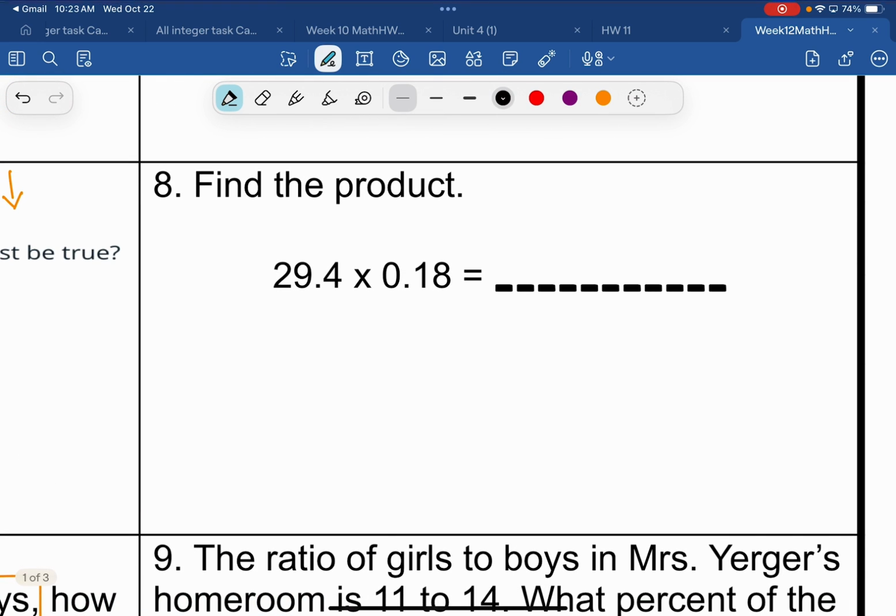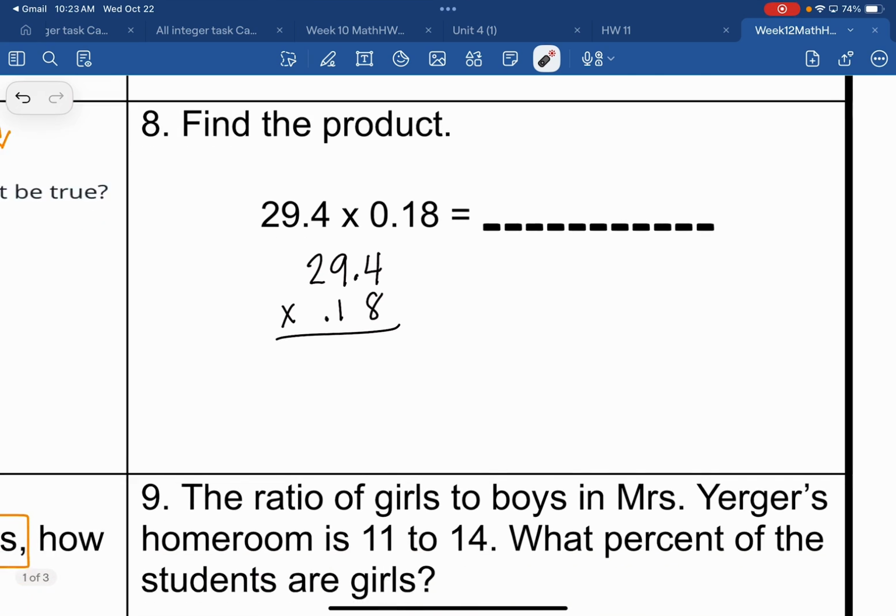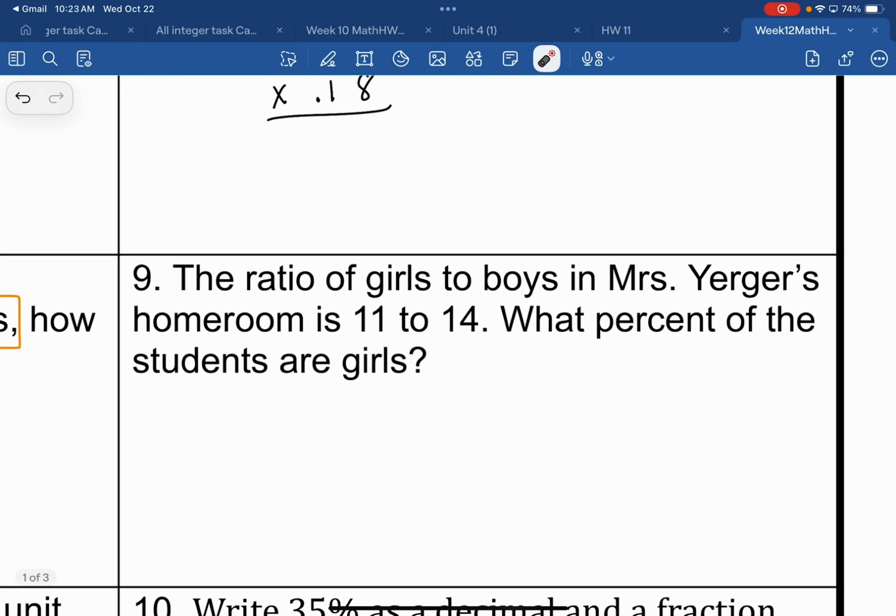Friends, make sure that you're doing this with me. Don't start getting on a problem and forget that I'm going over each of them, setting them up, okay? Find the product, 29 and 4/10 times 1800ths. So on this one, I'm going to multiply. I don't have to line up the decimals. I'm just going to count the digits after the decimals to make sure I have that same amount in my answer. Okay?